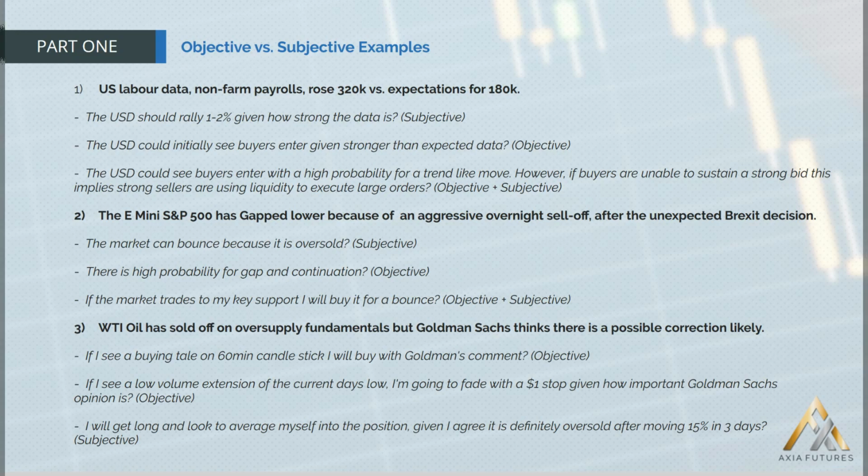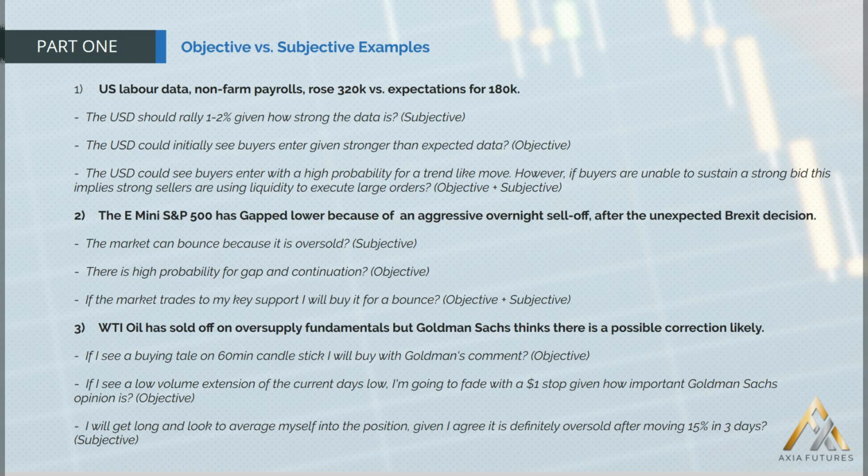Our next example. The US dollar could initially see buyers enter given stronger than expected data. Now this is a far more objective statement. Why? Because we are basing our statement on fact. In other words, we know that if we get a much stronger US non-farm payrolls, factually we should see buyers. We might not, but factually we should. That means we are remaining objective.